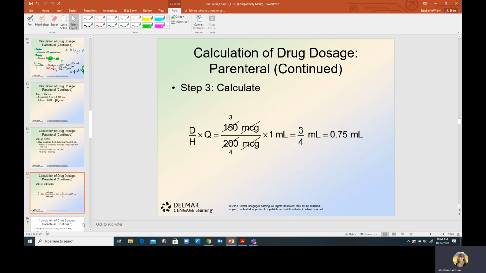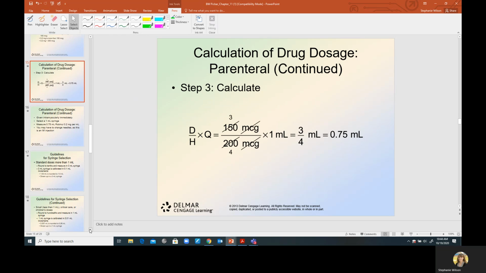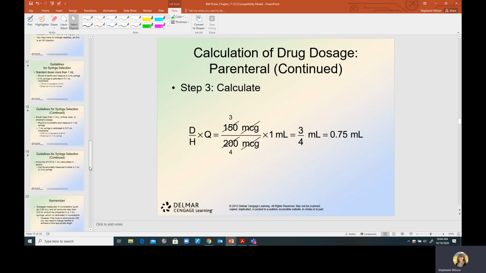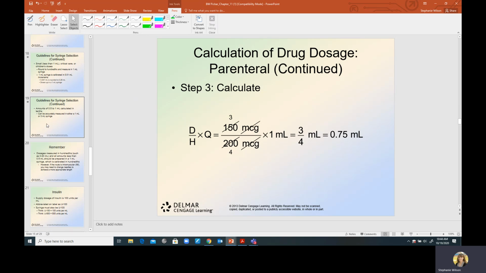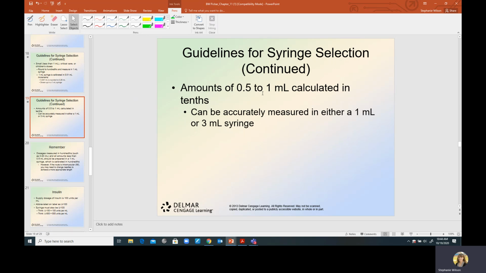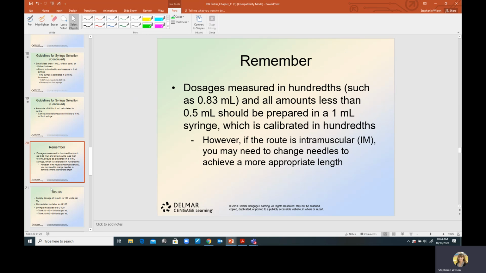So this here just shows you how to work it. Let me see if we have another example right quick. And this here actually talks about the syringes, guys, and when to round on which ones. So definitely read up on it. It would not hurt you to already know this.